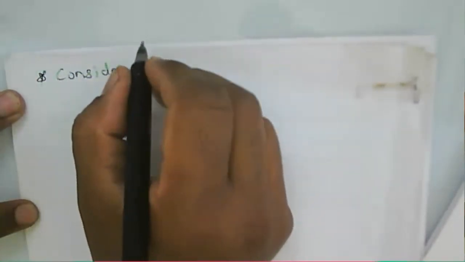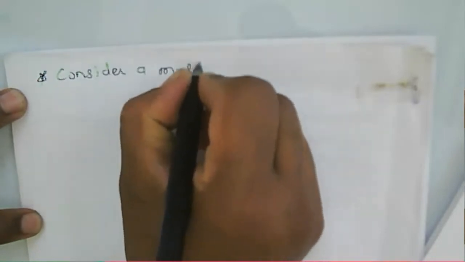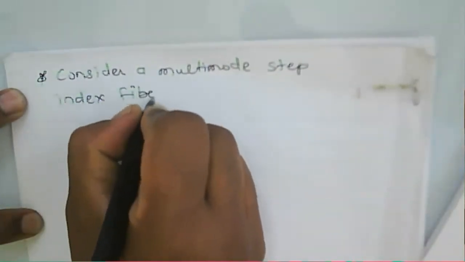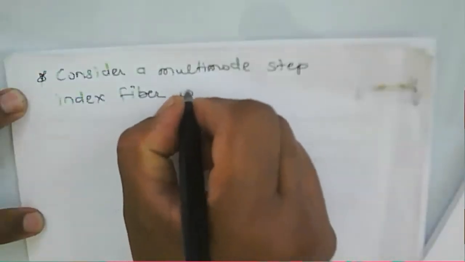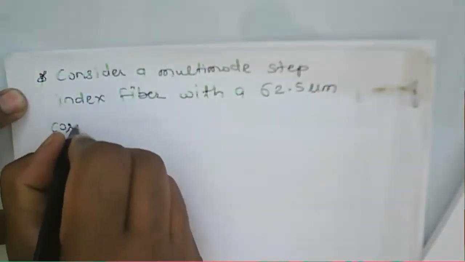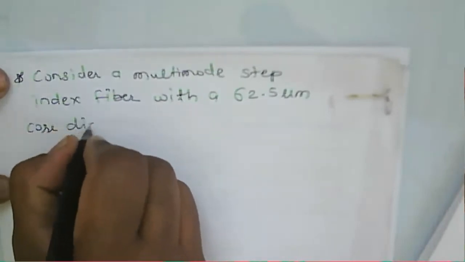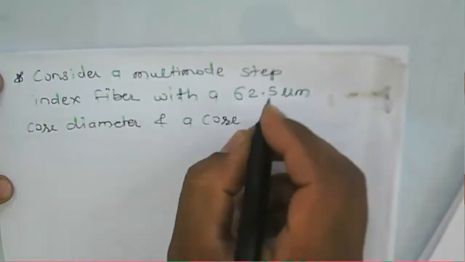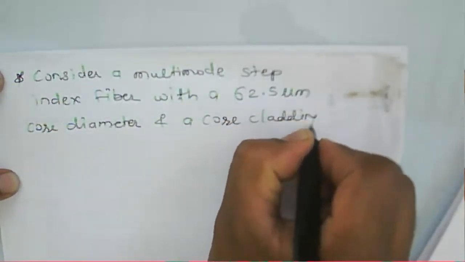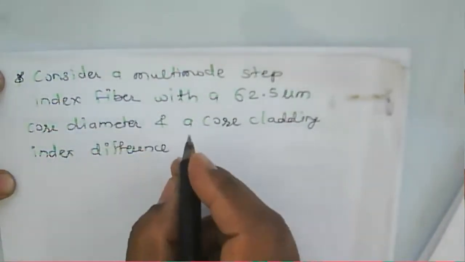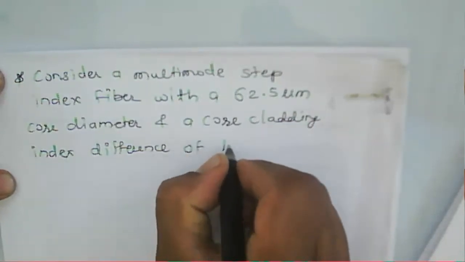Now we see here, consider a multimode step index fiber with a 62.5 micrometer core diameter and a core-cladding index difference of 1.5%.